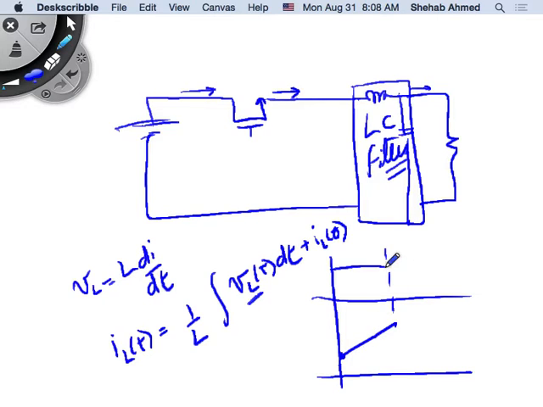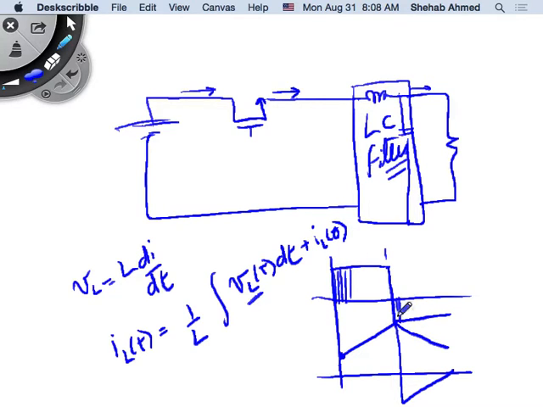So now let's say I bring this voltage down to negative. What will the current do? It will slowly go down, right? It will not do this, right? Inductors do not allow sudden changes in current. Because it's the integration of the voltage, it's basically a summation of areas under the voltage curve.